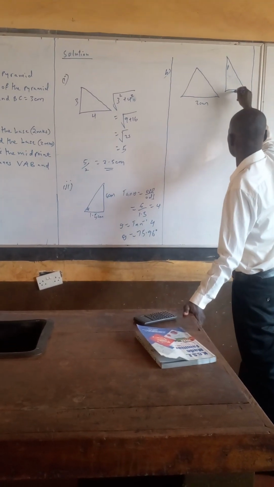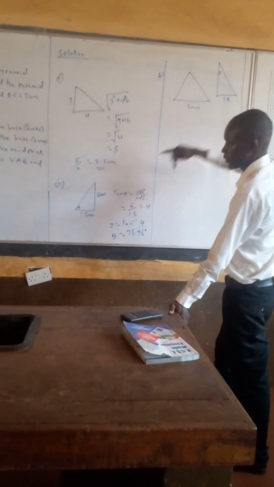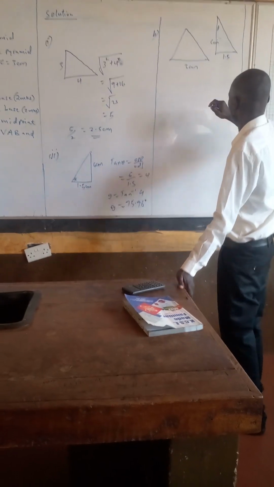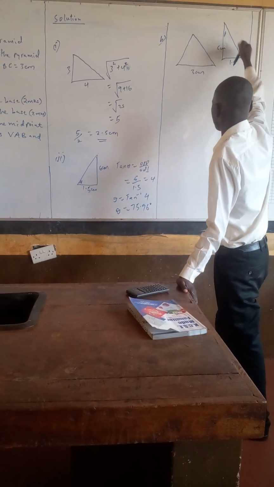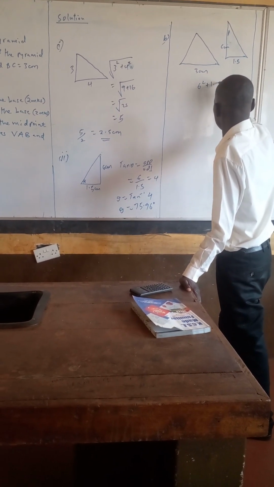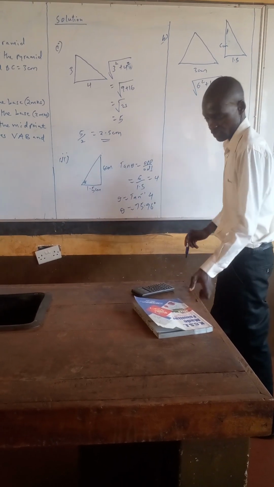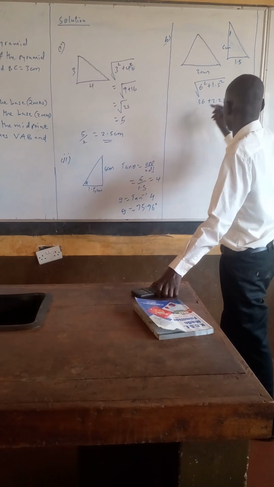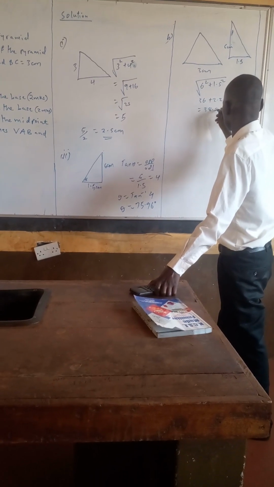So for this case, this one will be 1.5 centimeters, which is from the middle to that part. And then the height is what? It is 6 centimeters. So we shall use Pythagoras theorem to get the length, I mean the hypotenuse, which will be 6 squared plus 1.5 squared, and then we look for the square root. This one will give us 36 plus 2.25, so that we end up with 38.25.